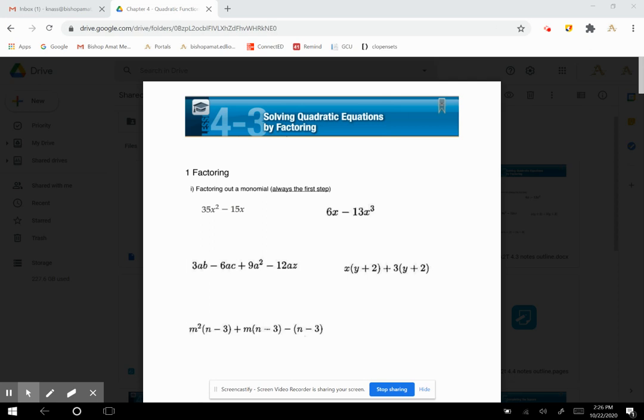4.3, solving quadratic functions by factoring. Last class we solved by graphing, so now we're factoring. First, you want to pull out a common monomial. That means one term. The question I like to ask is: common number and/or a common variable?